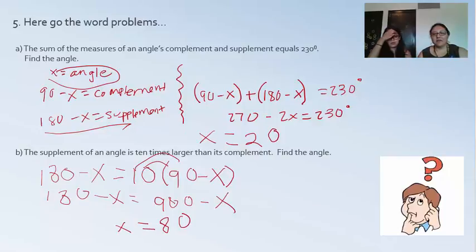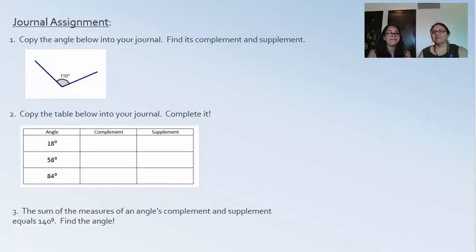All right, so now we have journal assignments. Copy this down to your journal and find the complement and the supplement of 110. Then follow the examples that we gave in regards to the table below, and also try out the word problem: the sum of the measures of the angle's complement and supplement equals 140. So that should be all.